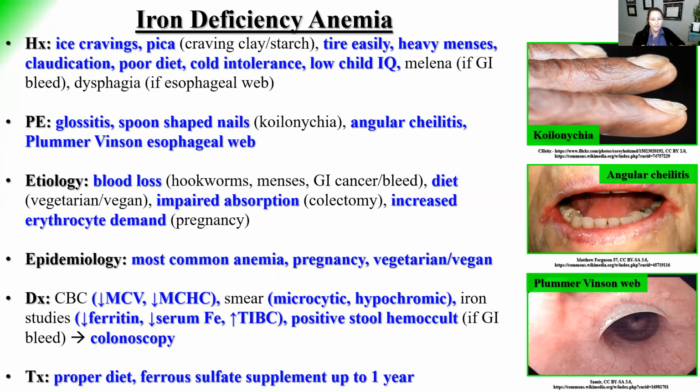Plummer-Vinson esophageal web, that's the bottom picture there. That is something that is specifically associated with prolonged iron deficiency anemia. And you can imagine if the patient has that, they would have trouble swallowing.